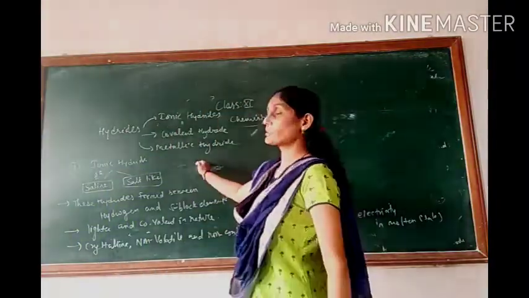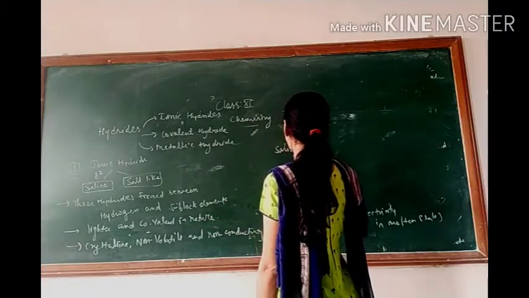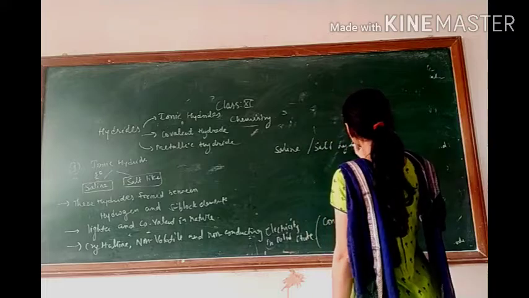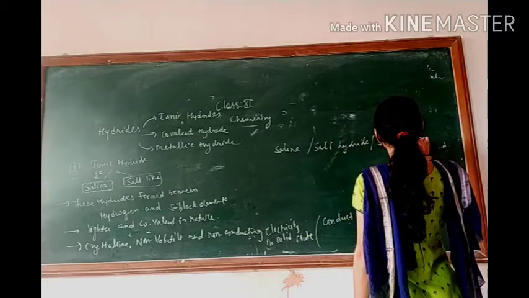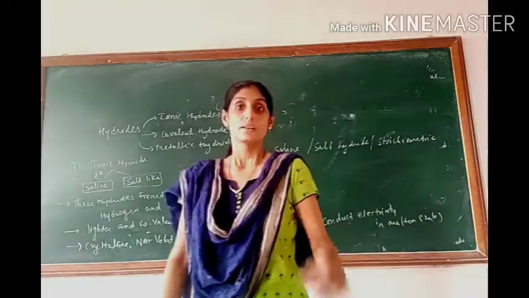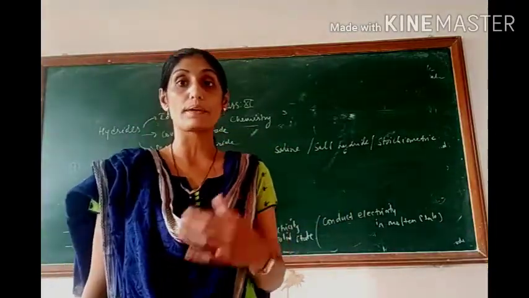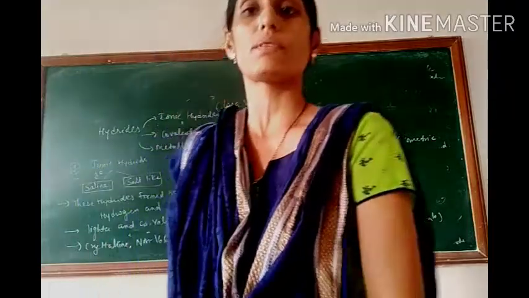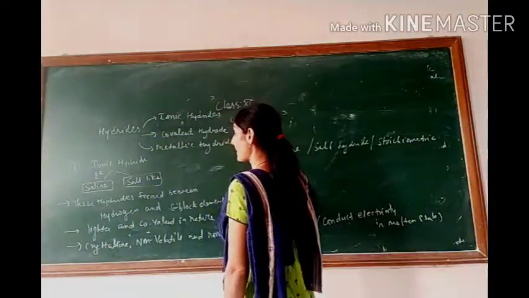Children, when we talk about the ionic hydride, it is also known as saline hydride or salt-like hydride. Along with that, it is also known as stoichiometric hydride. So it is known in 4 ways: either ionic hydride, saline hydride, or salt-like hydride, because it is formed from salt-forming elements. And the stoichiometric hydride. Then what are the properties of these ionic hydrides?